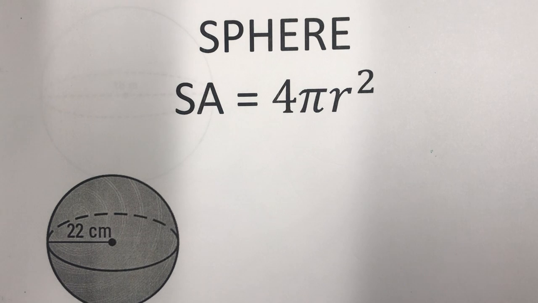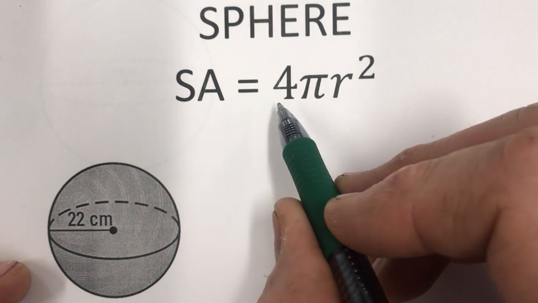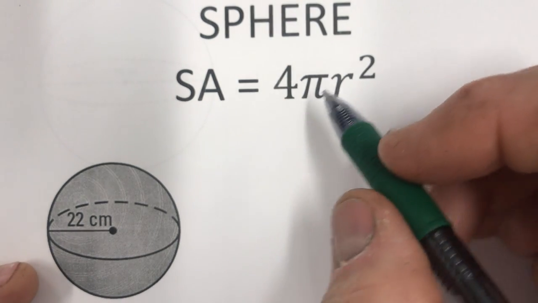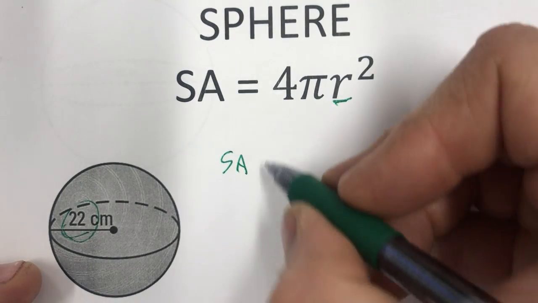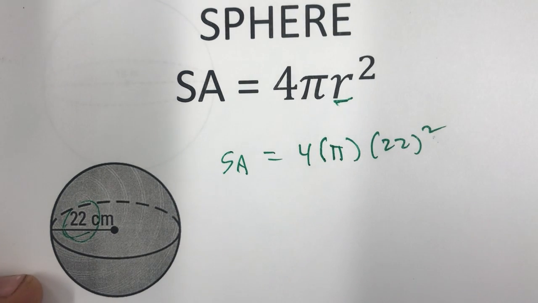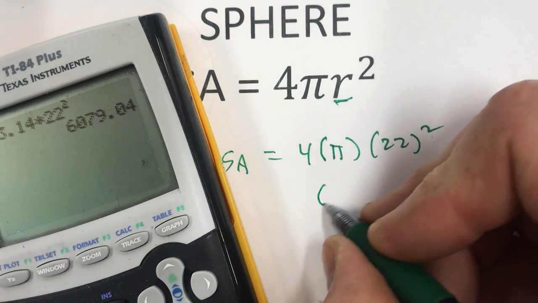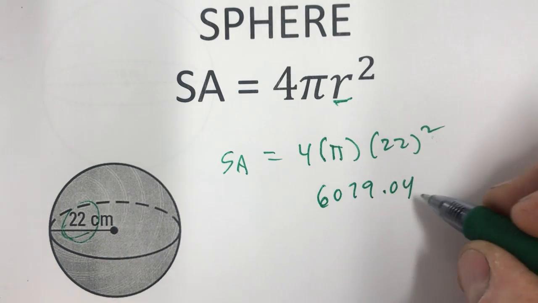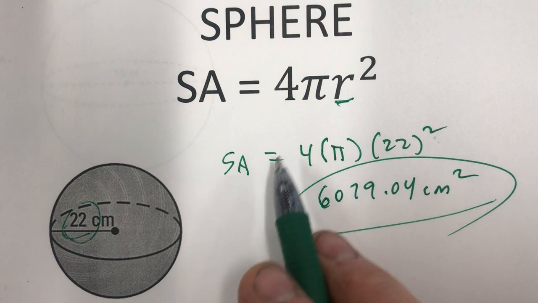Okay, and the last thing we have is spheres. This is a sphere, which is like a ball. And the surface area is 4 times pi r squared. So all you need is radius. That's all you gotta have is radius. It's gonna be 4 times pi times 22 squared. So 4 times 3.14 times 22 squared. And here it is, 6079.04 centimeters squared. That's my surface area. Okay, 4 pi r squared.